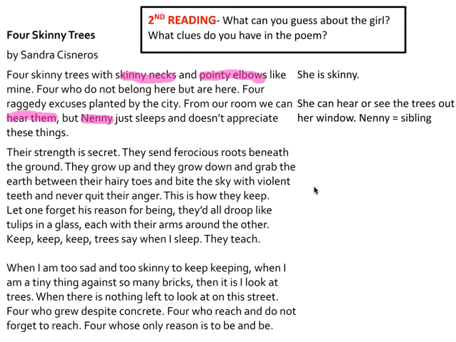Their strength is secret. They send ferocious roots beneath the ground. They grow up and they grow down. They grab the earth between their hairy toes and bite the sky with violent teeth and never quit their anger. This is how they keep.